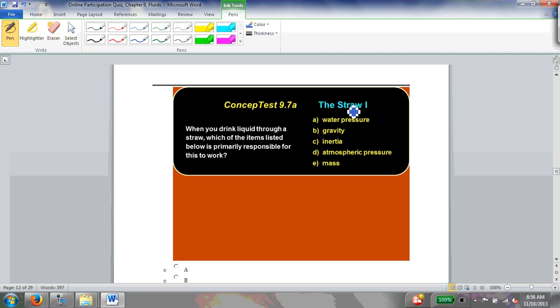When you drink a liquid through a straw, which of these items is primarily responsible? If I have a liquid in a cup, I have a very large pressure due to the atmosphere that's pushing this liquid up into the straw and into your mouth. Now, your mouth does play a role, but not nearly the role that the atmospheric pressure has. So the atmospheric pressure is what primarily drives that liquid up. Right? You merely provide a small pressure differential, a pressure that's slightly smaller than the atmospheric pressure.